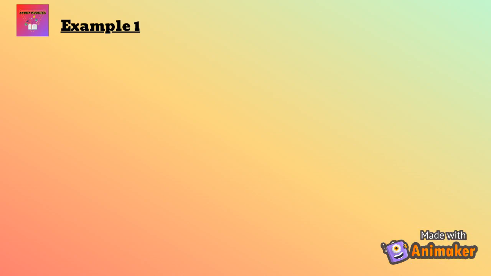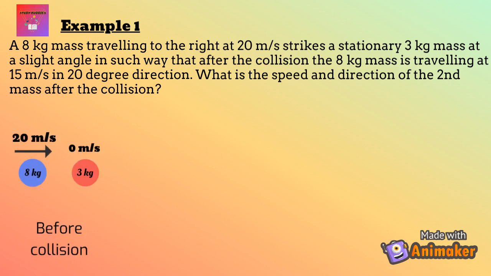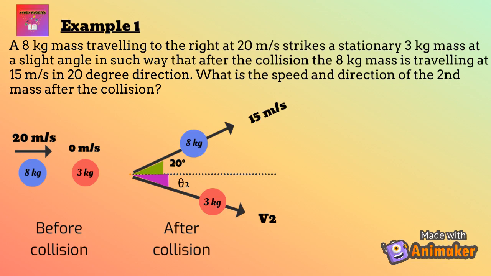For a better understanding, let's do a sample question. An 8 kg mass traveling to the right at 20 meters per second strikes a stationary 3 kg mass at a slight angle in such a way that after the collision, the 8 kg mass is traveling at 15 meters per second in a 20-degree direction. What is the speed and direction of the second mass after the collision?